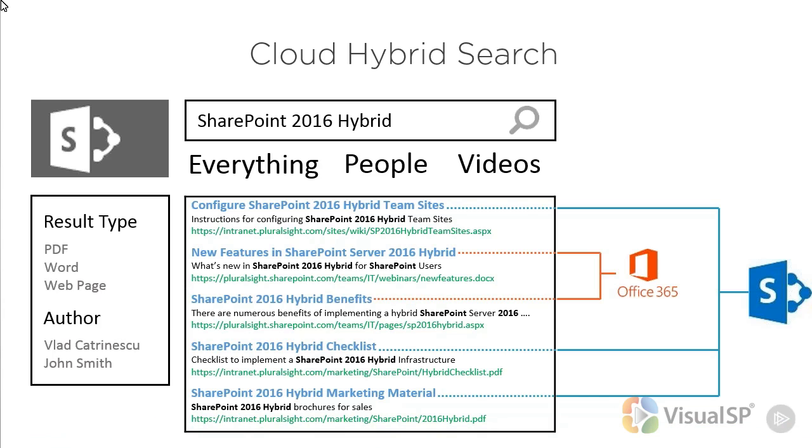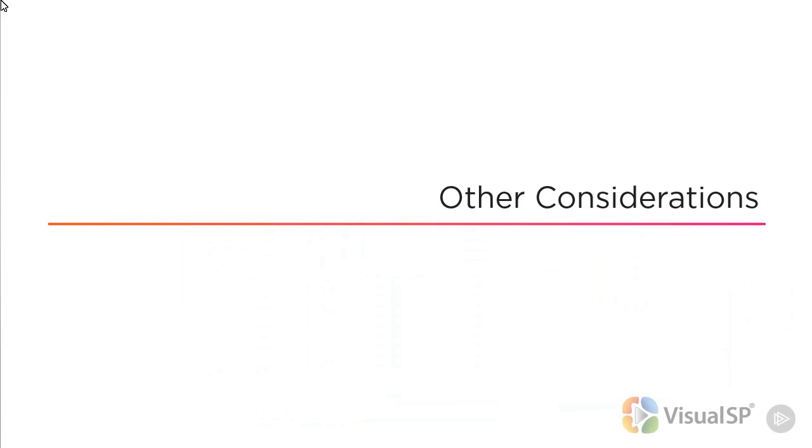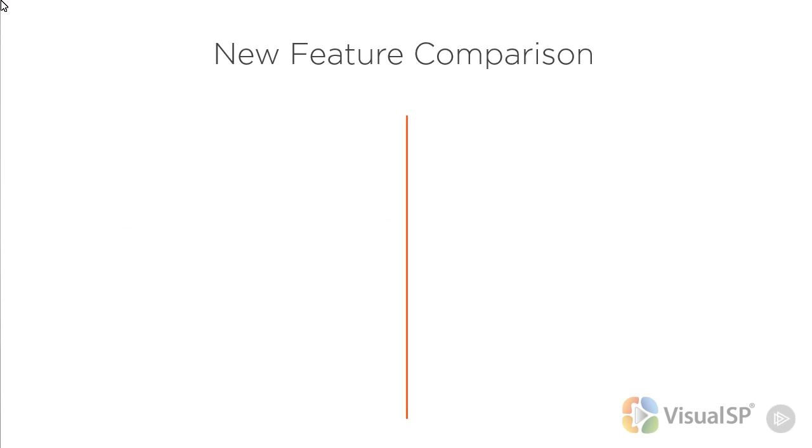So back to the slides, I think the Cloud Hybrid Search is a lot better user experience. However, it's not all about user experience, right? We have to take into consideration all the licensing and all the legal aspects as well. So let's take a look at the new feature comparison between Cloud Hybrid Search and Federated Search.